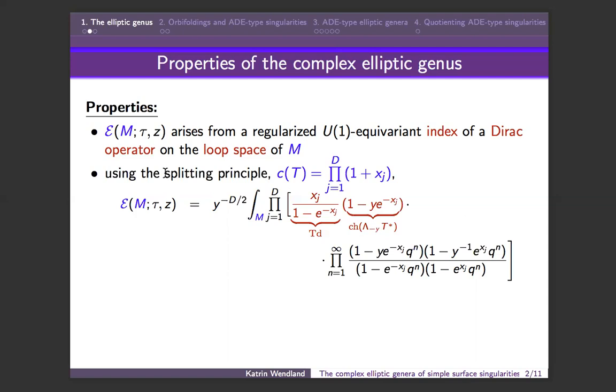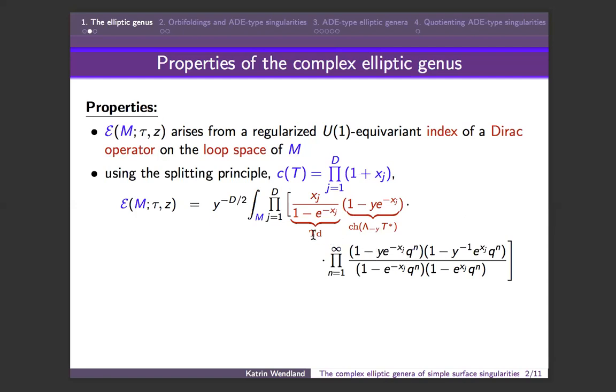And these calculations are also doable by a trick that mathematicians have invented. It's the so-called splitting principle. And it says that all the quantities that I had under the integral can be expressed in terms of so-called Chern roots. They arise from the total Chern class, if you've ever heard about that, from a formula like this. But essentially, you have d quantities attached to your manifold M, called x_1 up to x_d, and from these you can calculate the entire expression that I had on the previous transparency.